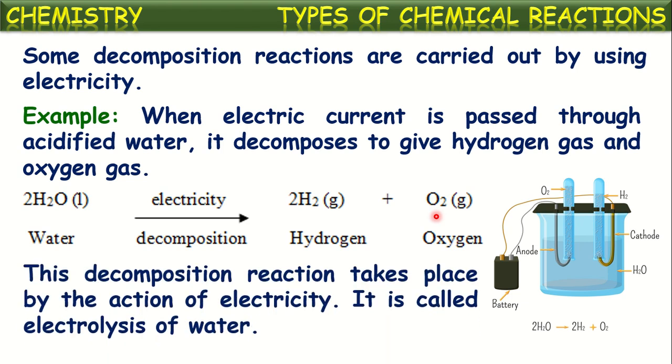Okay, this decomposition reaction takes place by the action of electricity. So these reactions, in which compounds are splitting into simpler substances by applying electricity, are called electrolysis reactions. So here we have seen decomposition of water into hydrogen and oxygen by applying electricity. So this reaction is called electrolysis of water, means splitting of water by applying electricity. Okay, this is one kind of decomposition reaction.